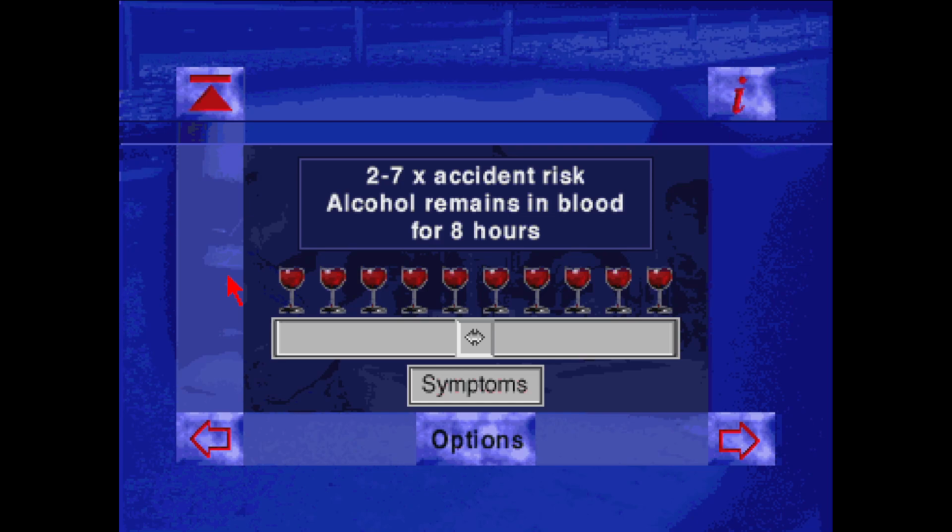Move the slider to drink between 1 and 10 units of alcohol. Very few drivers will be at the lower end of the range of accident risk. If you're a woman, a small man who drinks infrequently, or an inexperienced driver, your risk of accident will be near the higher figure. Click on the Symptoms button to hear how your driving is likely to be affected.